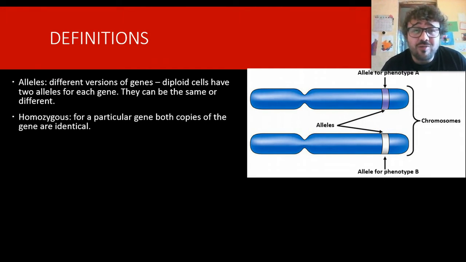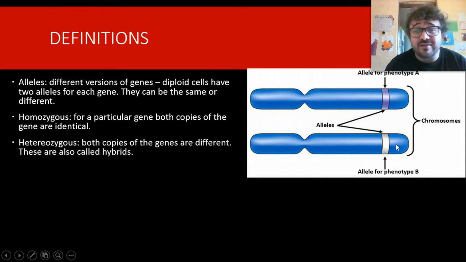If you're homozygous for a particular gene, this means both copies are the same. They are identical, so you've got the same allele. So here we've got allele for phenotype A, allele for phenotype B. That is not homozygous. If you are heterozygous, this means both copies of that gene are different. So you've got different alleles. This one here is heterozygous because it's allele for phenotype A, phenotype B.